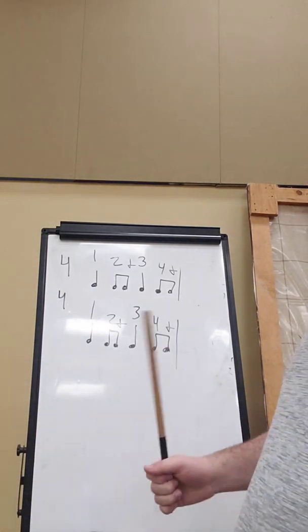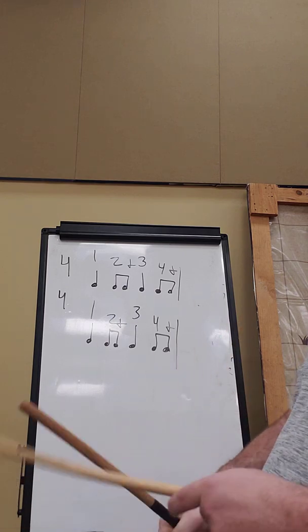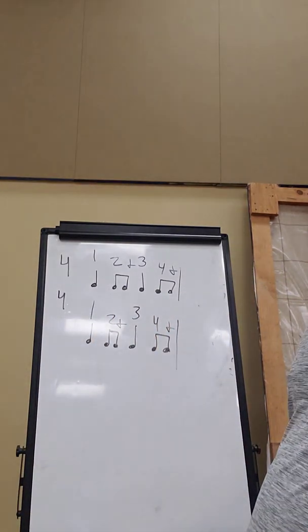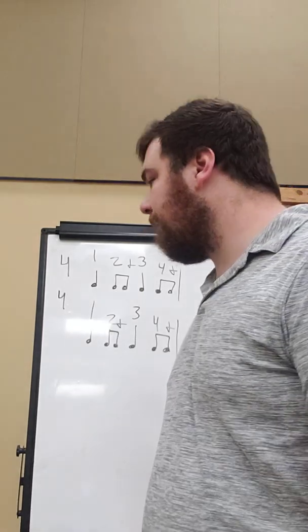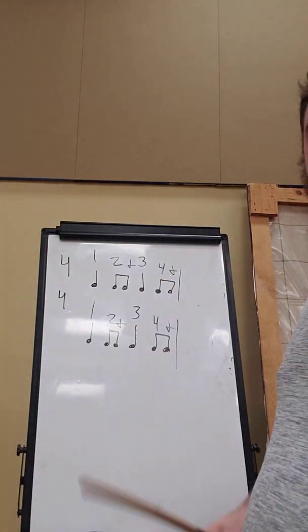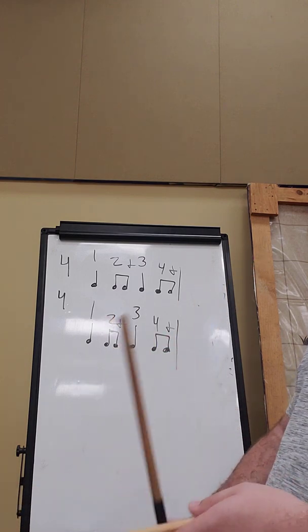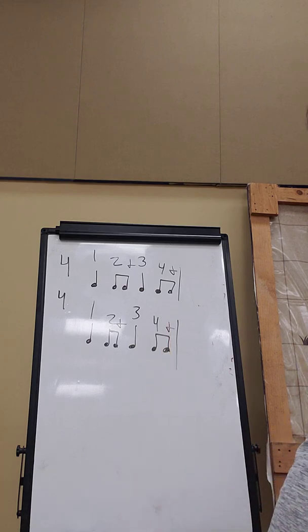So watch me click it again. 1, 2, ready, and 1, 2 and 3, 4 and 1, 2 and 3, 4 and. Okay, there's no 1, okay? This time you can click it with me, okay? 5, 6, click with me. 1, 2, ready, and 1, 2 and 3, 4 and 1, 2 and 3, 4 and.